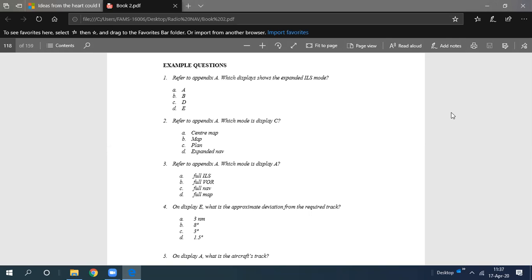Number 1, refer to Appendix Alpha, which displays show the expanded ILS mode. You want to read out the question? No, not necessarily. Just give me what you feel are the answers to a particular question, please. 1 Charlie, sir. Okay. Somebody else, please. Question number 2. Refer to Appendix A, which mode is display C. Bravo, sir, map. Okay, good.